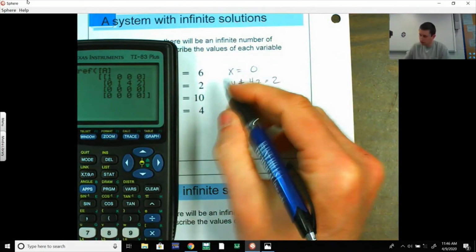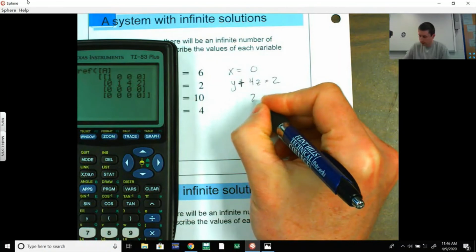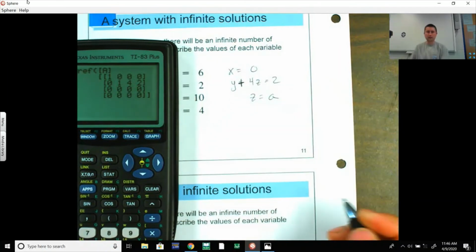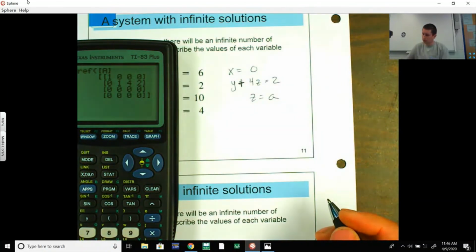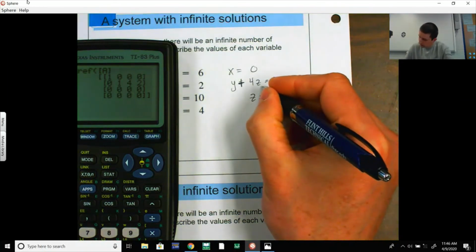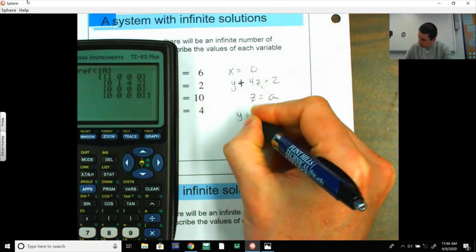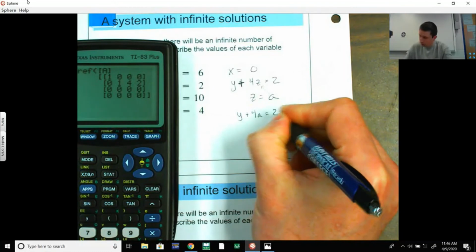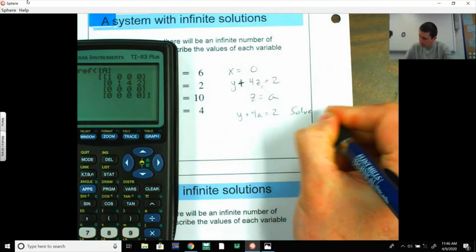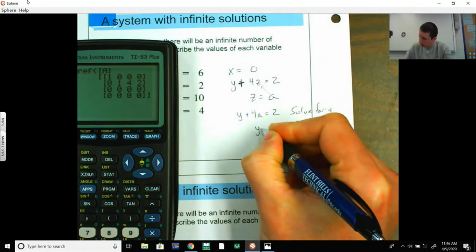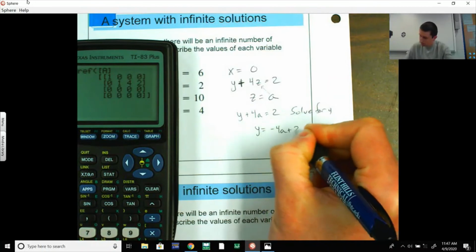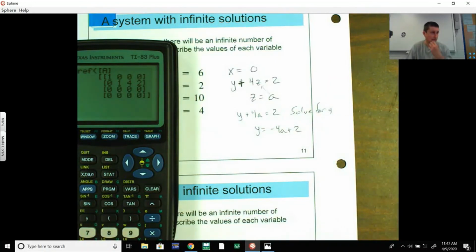Now we don't have anything for z, so we're going to say, okay, z can be any number, a for any number. So z is going to be any number. We're going to plug this back up into here, and I get y plus 4a equals 2. So let's solve for y. And we get y equals negative 4a plus 2. Okay. So this is where our answers come from, actually.